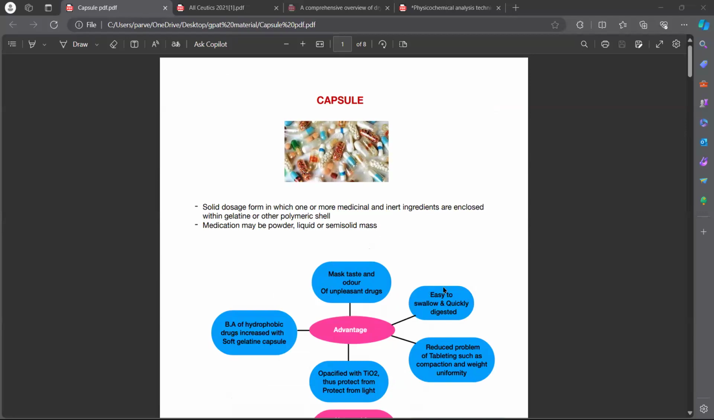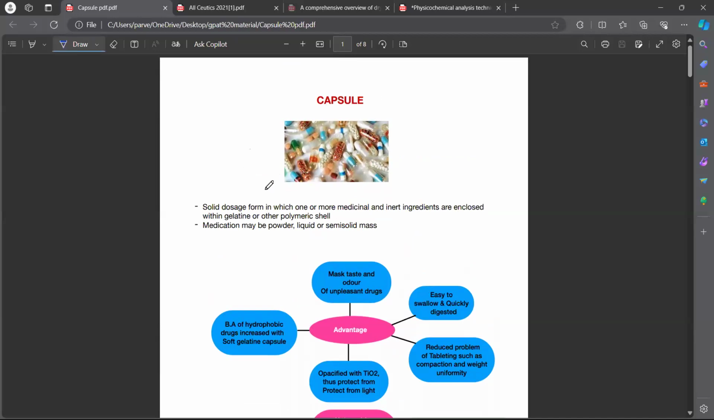So, capsule. While coming to GPAT and NIPER, the capsule topic plays an important role every year. Approximately 2 to 3 questions are given from the capsule dosage form. This topic has a weightage of 15 to 20 marks, and every year 2 to 3 questions arrive. So let us deep dive into the topic. Let us understand what capsules are.